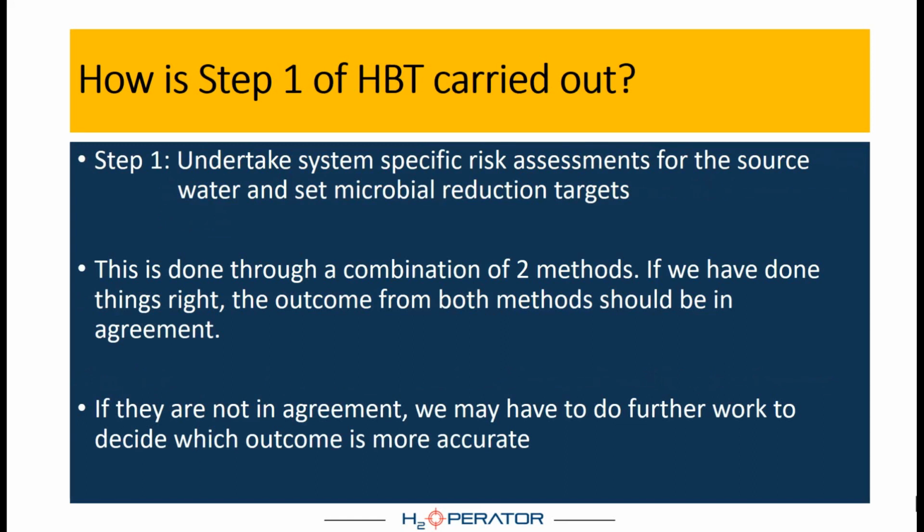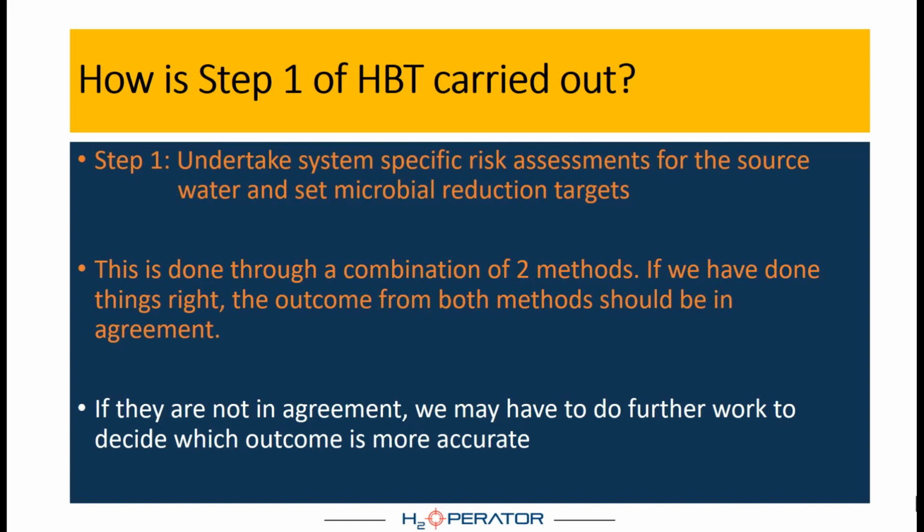Now, let's look specifically at step 1: to undertake system-specific risk assessments for the source water and set microbial reduction targets. How do we do that? This is done through a combination of 2 methods. If we have done things right, the outcome from both methods should be in agreement. However, if they are not in agreement, we may have to do further work to decide which outcome is more accurate.